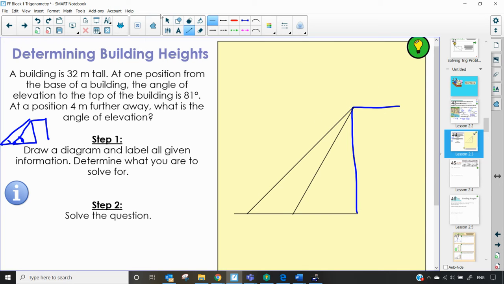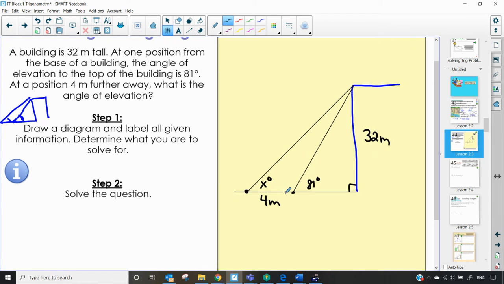So we've got our building. We know that the building is 32 meters tall. We know that our angle of elevation looking up to the top of the building is 81 degrees. We have our 90 degrees here. We know that if we walk 4 meters away, we're going to have another point, and we're looking for that angle of elevation.